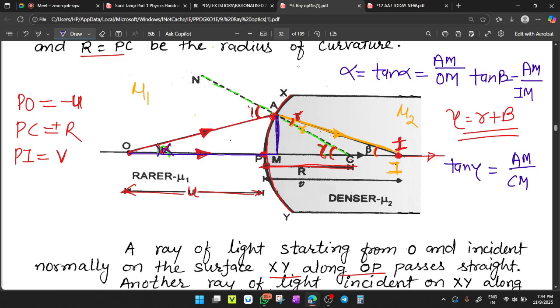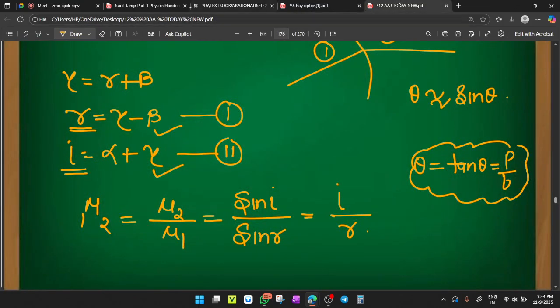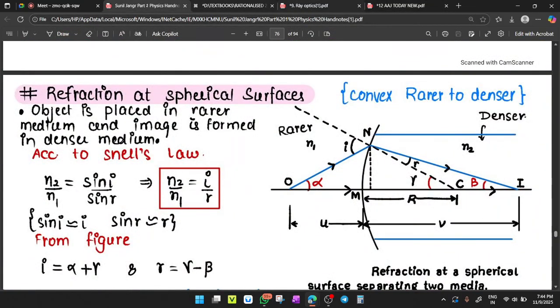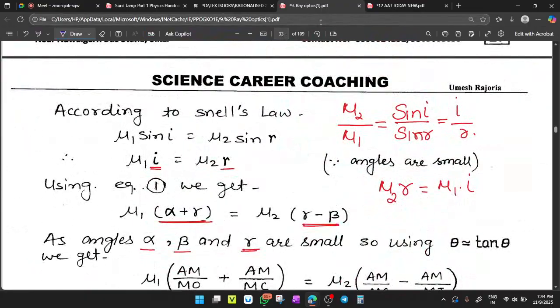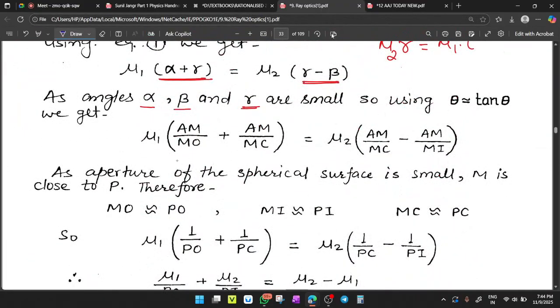Okay. Now place all these values here in the given derivation in the respective places. So you will have mu 1 AM upon OM, AM upon MC, mu 2 AM upon MC minus AM upon MI. Okay, we just have put these values of alpha. In the place of alpha, we have put tan alpha. In the place of gamma, we have put tan gamma. Here again tan gamma. Here again tan beta. Clear?